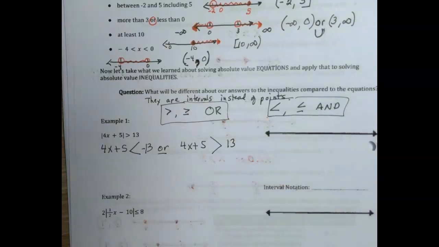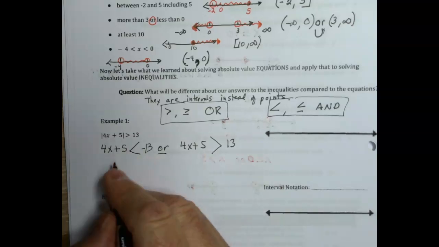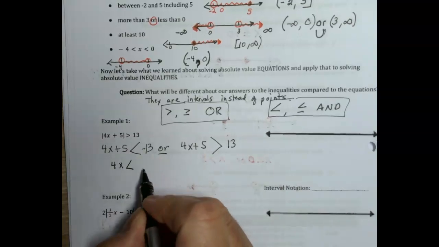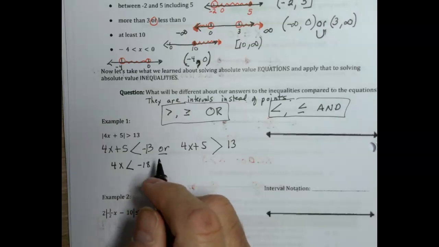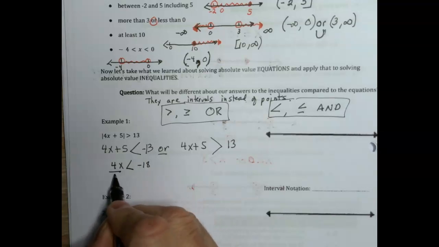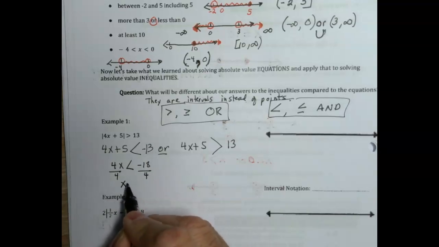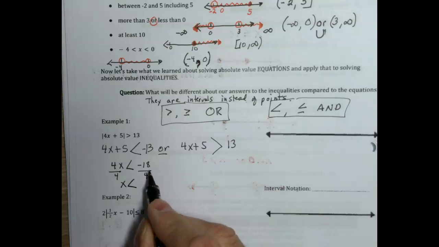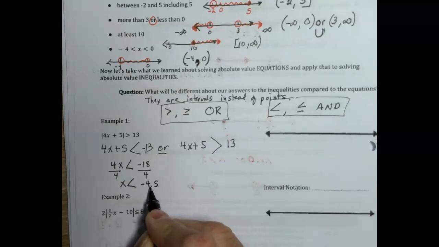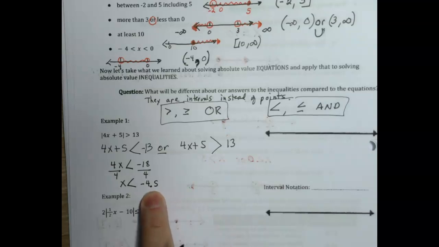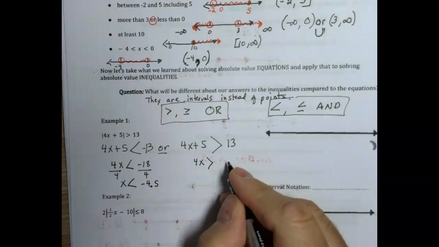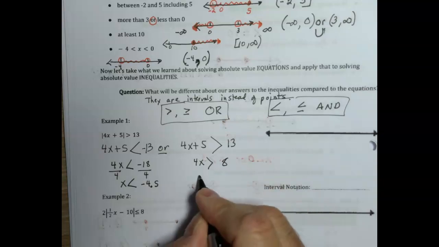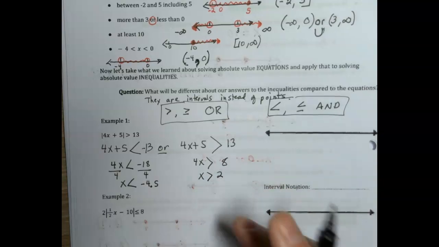We're going to solve those each separately, okay? When you subtract 5, you get 4x is less than negative 18, and dividing both sides by 4, I get x is less than negative 4.5 when you reduce it. And for the second one, subtract 5, divide by 4, and x is greater than 2.